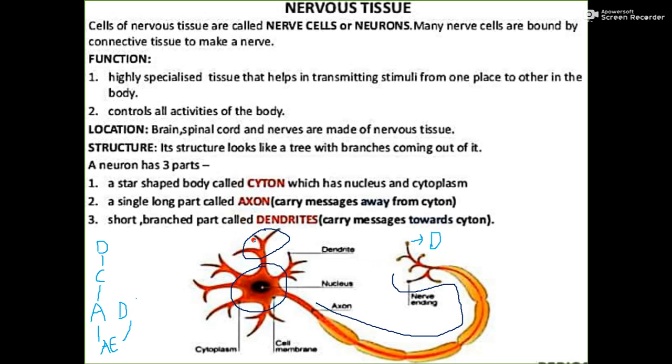A very important question that may be asked here is which part of the cell receives information, that is dendrite, and which transmits information to another cell, that is axon. So it is a very important structure. The diagram is also very important. So this one is the nervous tissue.